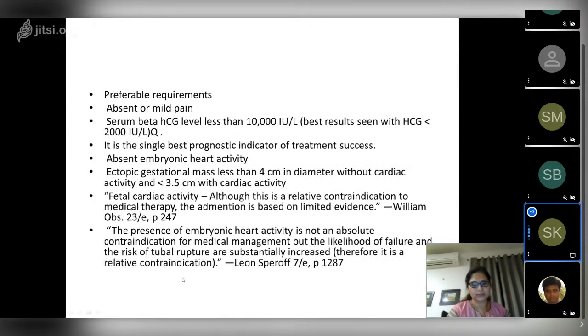So the questions and the options, whatever they have given, will all depend on those factors. Based on those, you will have to make an informed and important choice for the particular question. So if they have mentioned cardiac activity as a relative contraindication, then you will have to tick the choice accordingly.